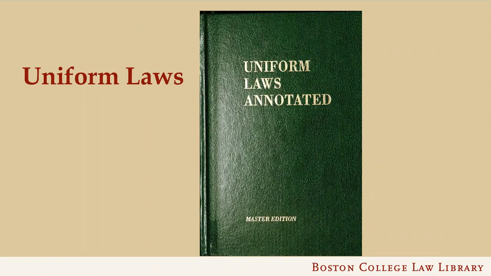One way states sometimes work together to minimize conflicts between state laws is through uniform laws. Uniform laws are really model state statutes, which individual states are free to adopt in their entirety, in part, or not at all. States that have adopted the uniform law, or parts of it, often look to interpretations of that statute from other states that have adopted the same law. The publication that sets out uniform laws, which states have adopted them, and case notes interpreting them is a Thomson Reuters publication called Uniform Laws Annotated, which is available on Westlaw.